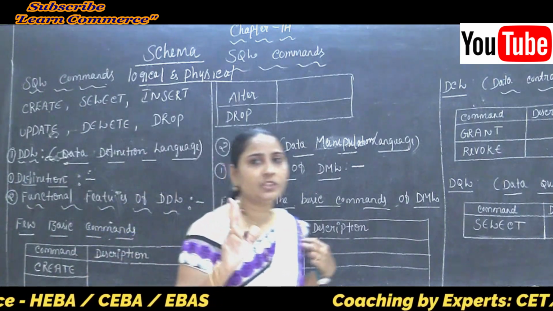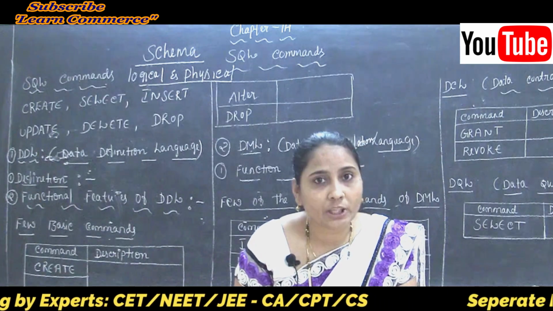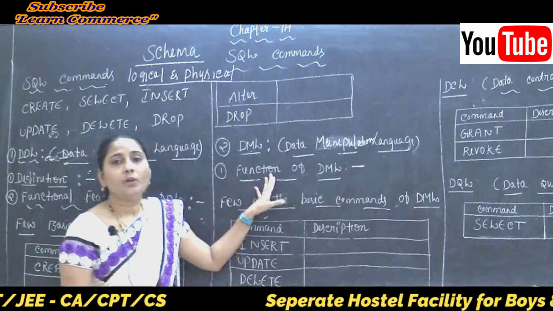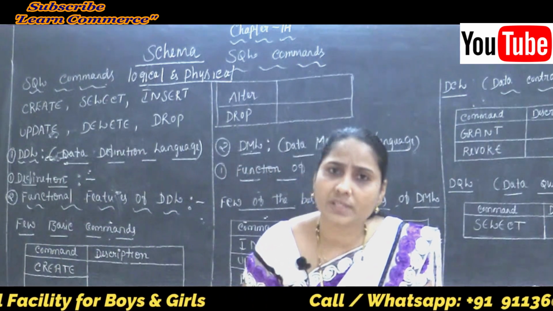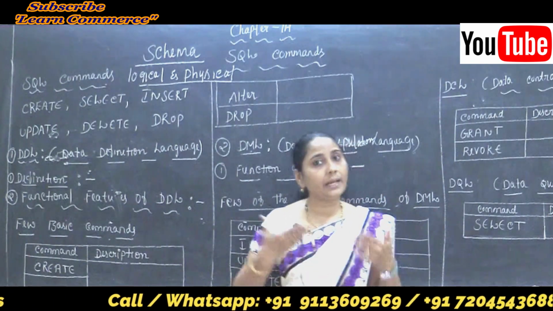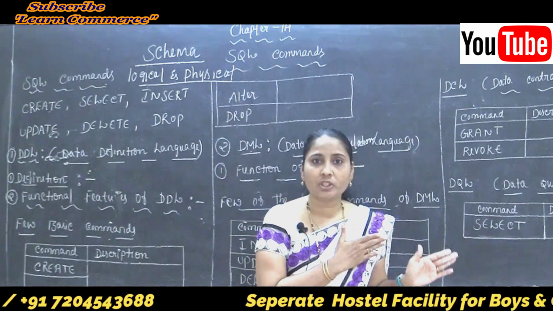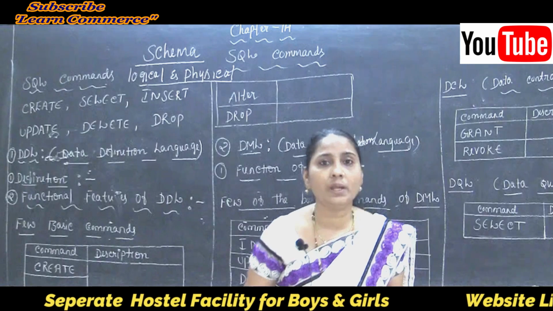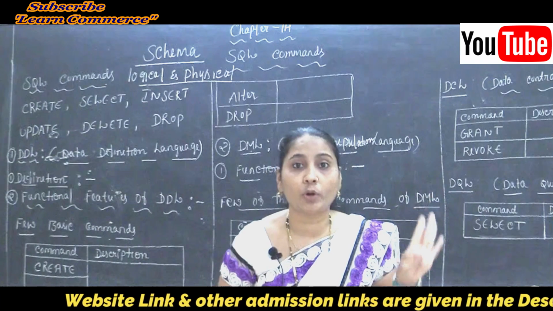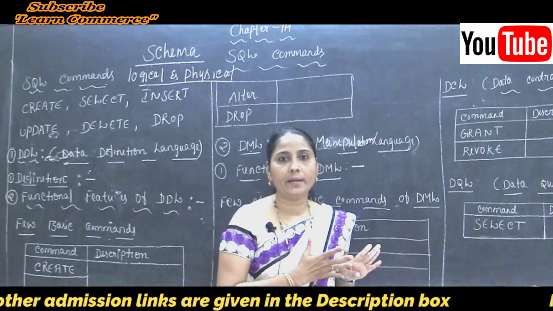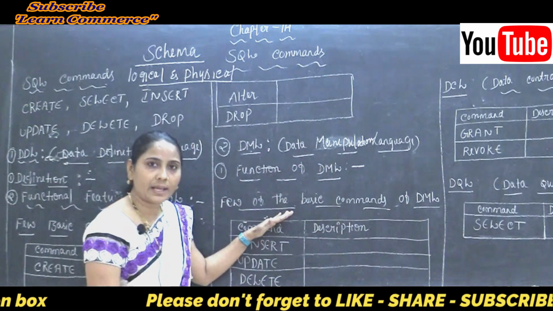And the third feature is that the DML enables the user as well as the application program to be independent of the physical data structure. What's the meaning of independence of the physical data structure? That means we can enter any kind of data in our database. There is no restriction. So the third feature is independence of the physical data structure, enabling the user as well as the application program, the software, to be independent of it.